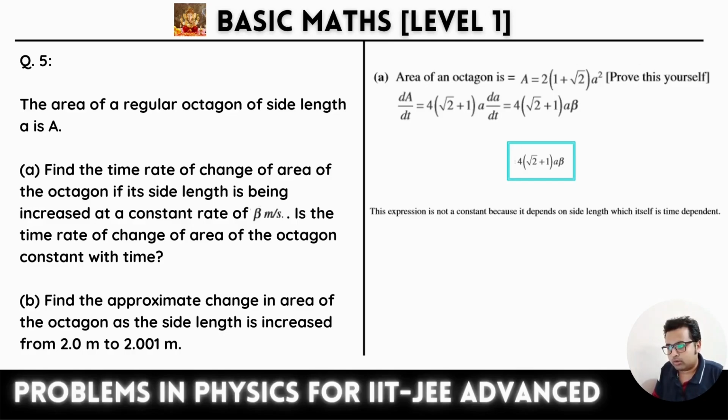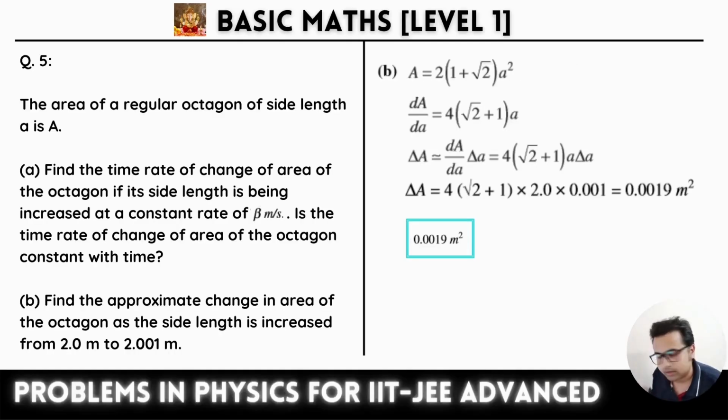Now let's move to the next part, part B. Part B is very easy. As you can see, when the length is increased from 2 to 2.001 meter, you have to calculate the change in area. You can do it in multiple ways. The traditional method is to take a1, a2, then a2 minus a1, simplify the formula, then put in the values and get the answer.